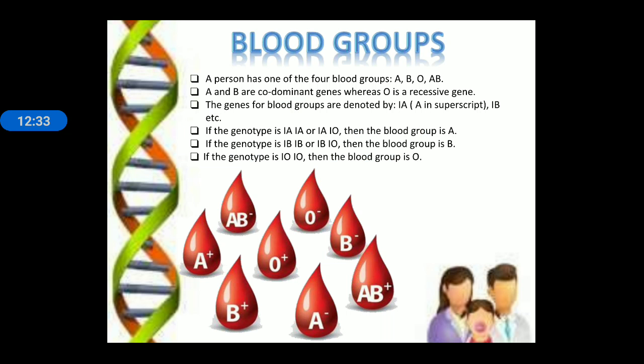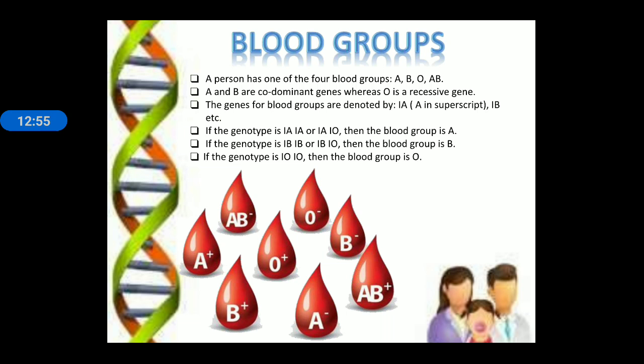Next topic is blood group. The blood group concept was proposed by the scientist Karl Landsteiner in human beings. Humans have four types of blood group, that is A, B, O, and AB, where A and B are dominant and O is always recessive in nature.